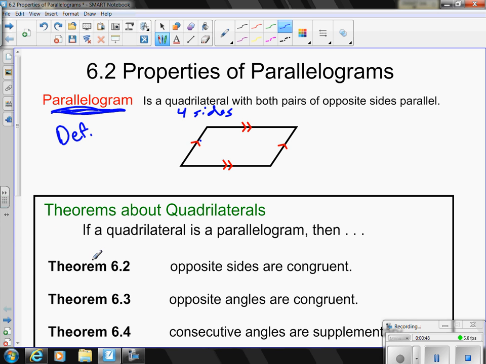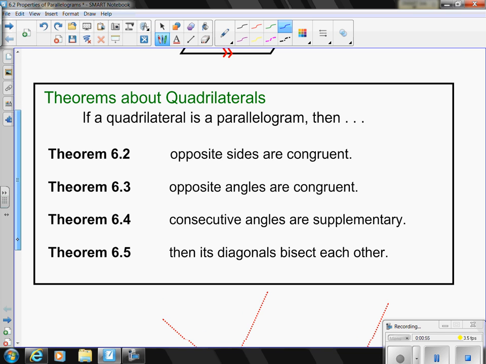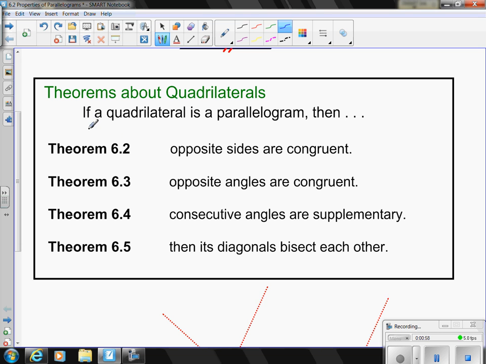Now, the theorems that deal with parallelograms, there's four of them here. They all have the same start. If a quadrilateral is a parallelogram, so we're given it's a parallelogram, then the opposite sides are congruent, the opposite angles are congruent, consecutive angles, so angles right next to each other, are supplementary. Remember that's 180 degrees. They sum to 180 degrees. And then its diagonals bisect each other, divides in two congruent pieces.